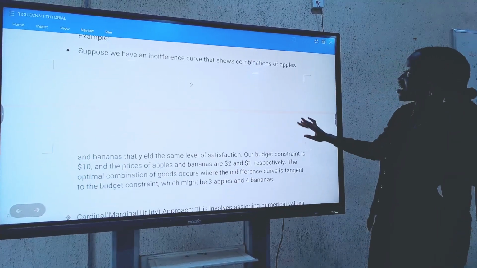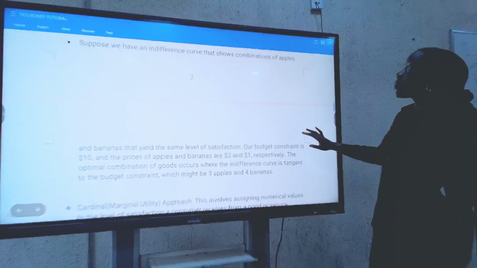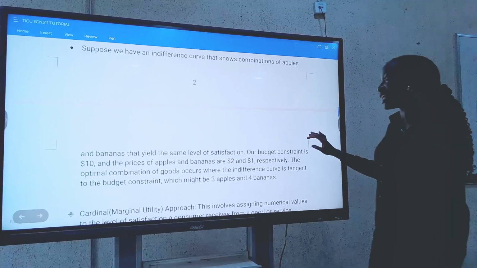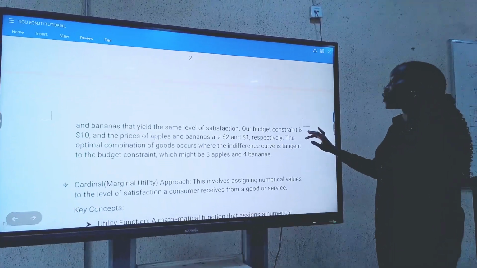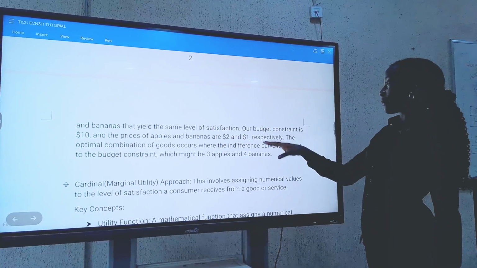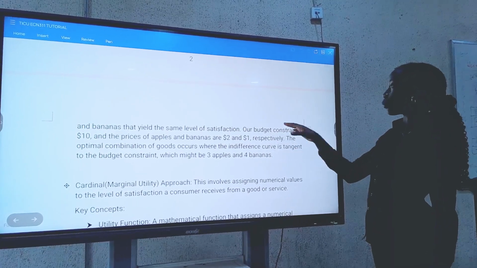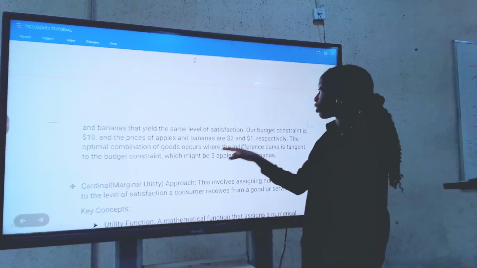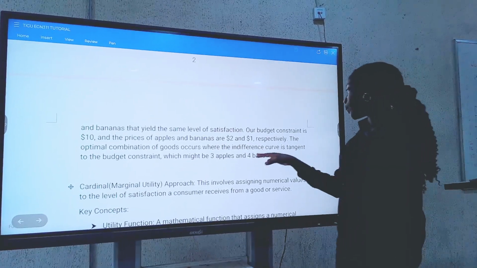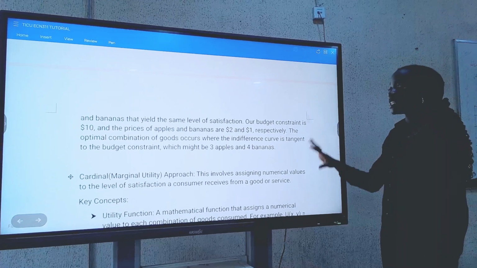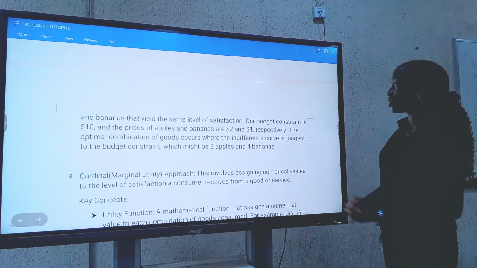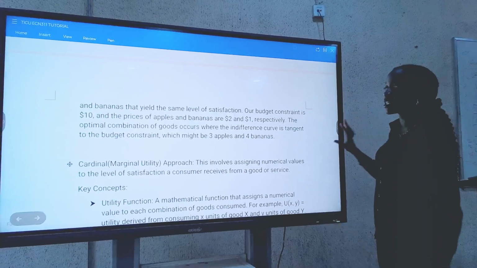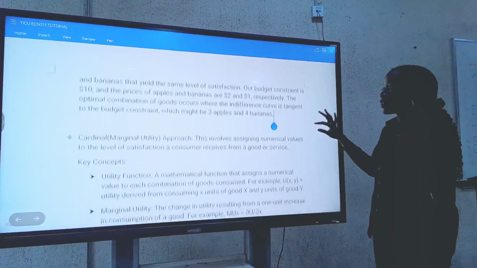So this is just an example. Suppose we have an indifference curve that shows combinations of apples and bananas that yield the same satisfaction. Our budget constraint is $10 and the prices of apples and bananas are $2 and $1 respectively. The optimal combination of goods occurs where the indifference curve is tangent to the budget constraint, which may be 3 apples and 4 bananas. I'll explain this later when I begin the calculation.